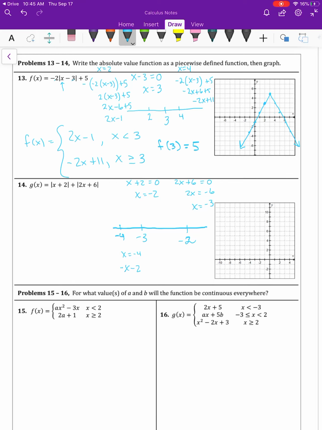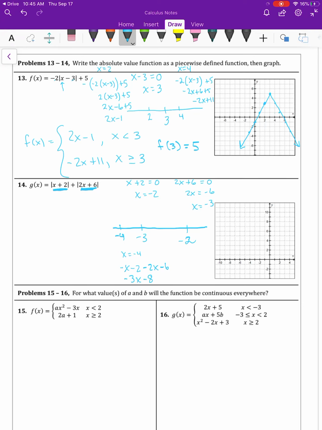When I put negative 4 into the next one here, this one gave me a negative, and this one's also going to give me a negative. So I'm going to distribute that negative, and that gives me negative 3x minus 8.